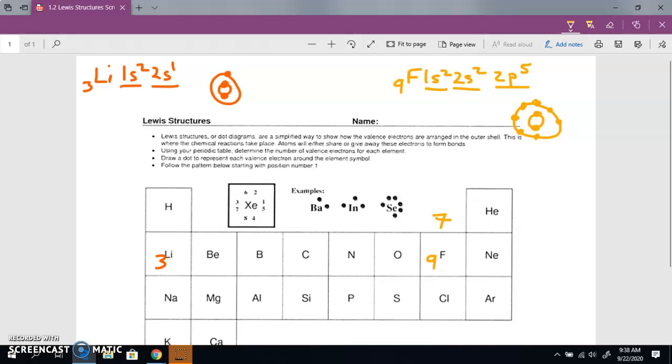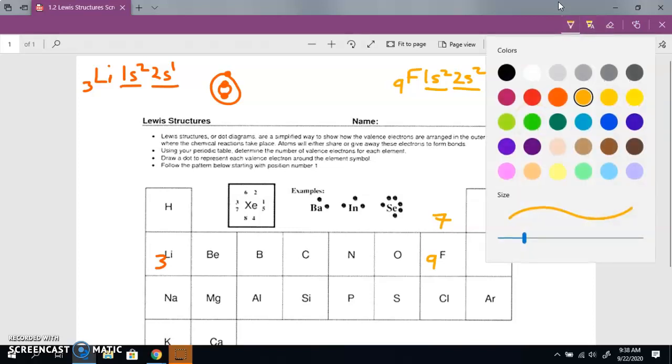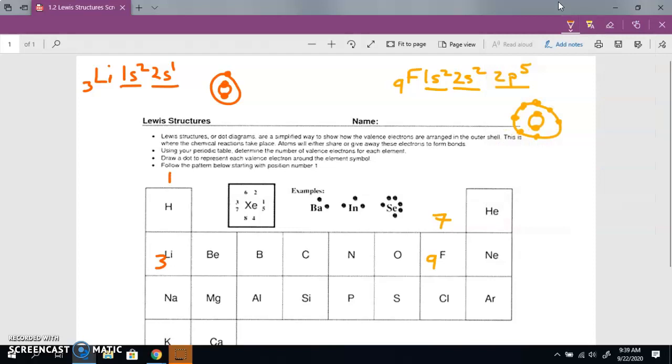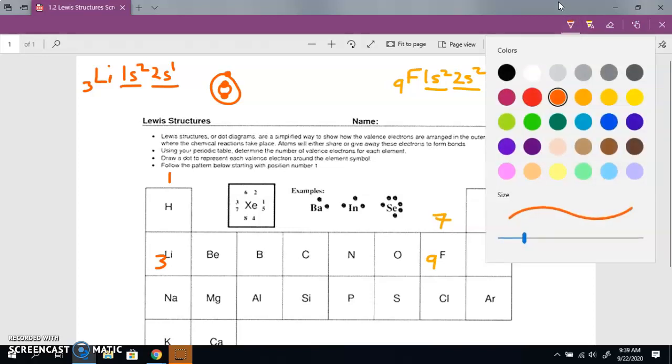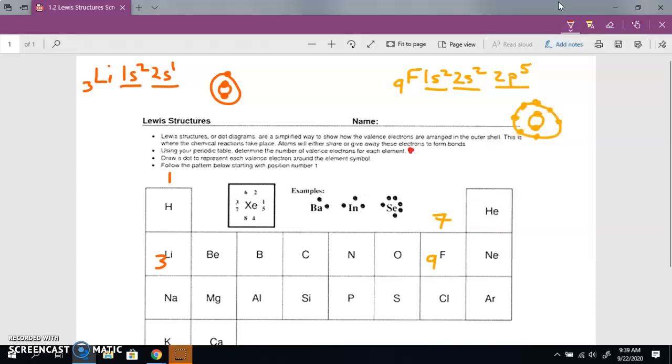Fluorine is in main group 7, whereas lithium is in main group 1. Now remember, the element's main group number tells you the number of valence electrons for that substance. So I'll put this little note. It says, using your periodic table, determine the number of valence electrons for that element. Well, the saying is 1, 2, skip a few, 3, 4, 5, 6, 7, 8 for main groups. And the main group number tells you the number of valence electrons.